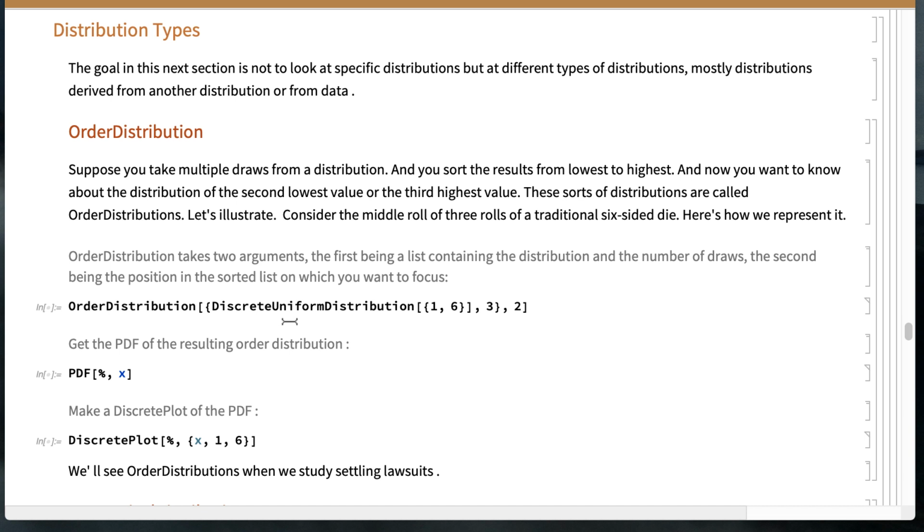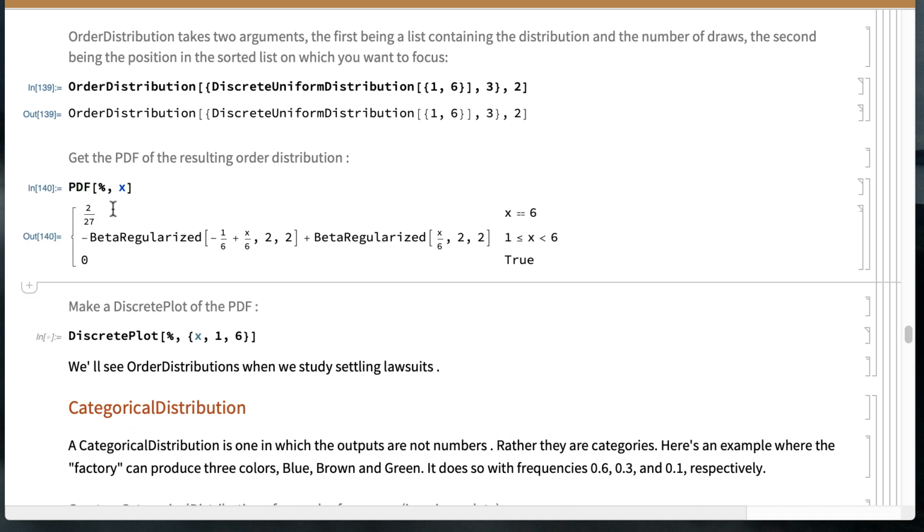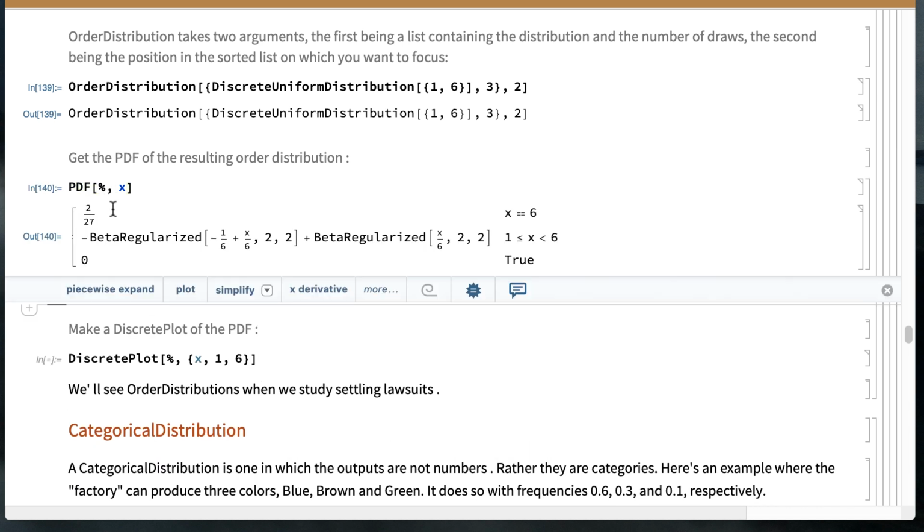So let's take a look at how we write it and then illustrate what it looks like. Supposing I have a discrete uniform distribution. This is our friendly die, 1 to 6, and I have 3 of them. And what I want to know is what is the distribution of outputs of the middle value, one not too high, not too low. So we can compute that. There it is. And I can say, let's get the PDF of that. And there it is, some hideous expression.